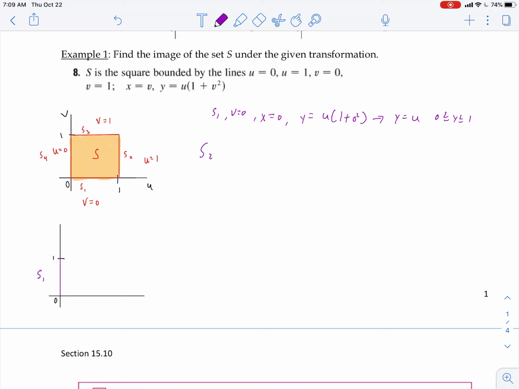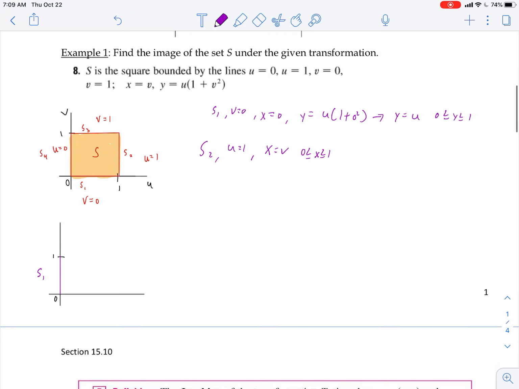And now let's try segment 2, where segment 2 was defined by u equals 1. So here it's x equals v, and it stays x equals v. And v was found to be, on the v-axis, between 0 and 1. So then x is going to be between 0 and 1.